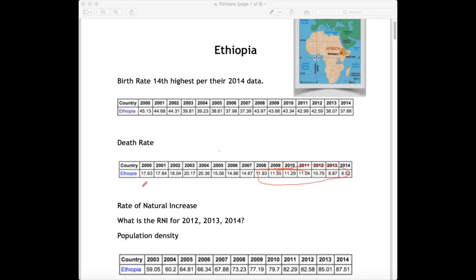Okay, so again, practice. Take the death rate, DR, and the birth rate, subtract those two, and I want you to find the natural rate of increase, the RNI, for Ethiopia for the years 2012, 13, and 14. I'll pause the video, and when you come back, we'll talk about the answers.